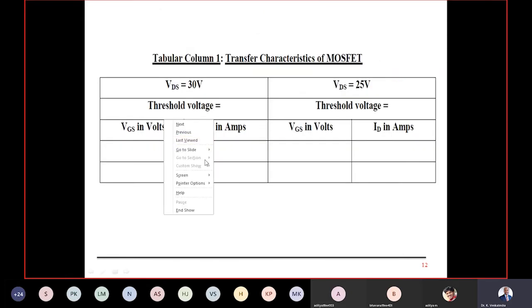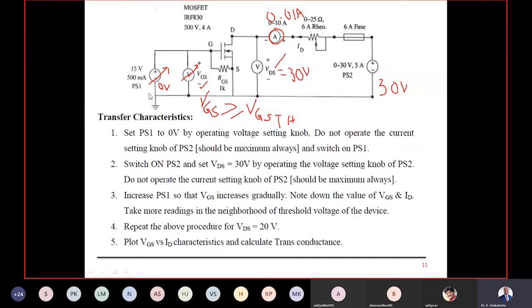I can say my first reading will be something like this: I note the first reading as VGS threshold maybe 3.3 volt. At 3.3 volts, maybe a small current of 0.01 amp is flowing. That's my first reading. Before that, you don't take readings, until the drain current is flowing. Then, next step: you gradually increase further to 4 volt, 5 volt, up to 15 volt, and note down the drain current.